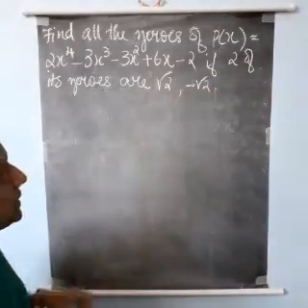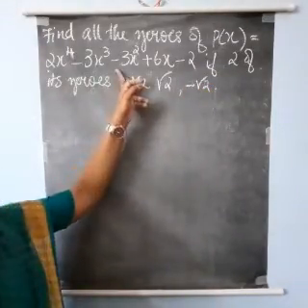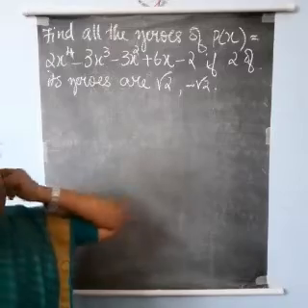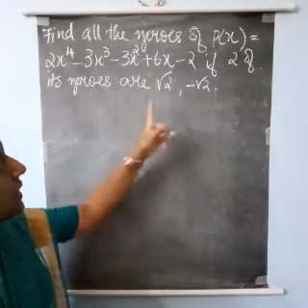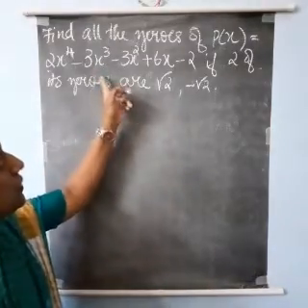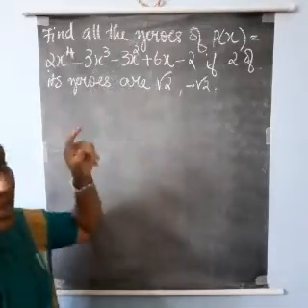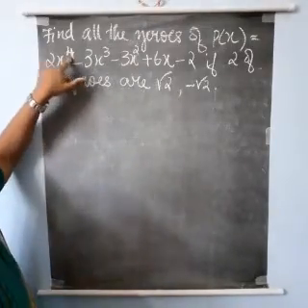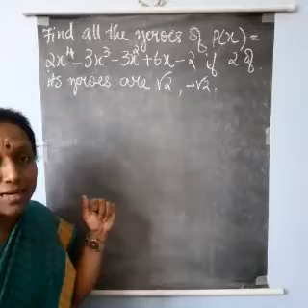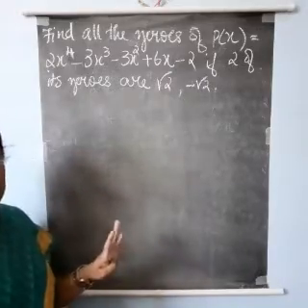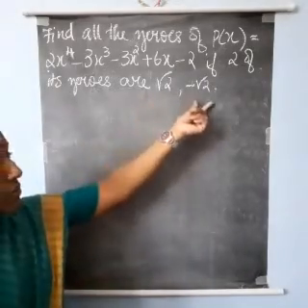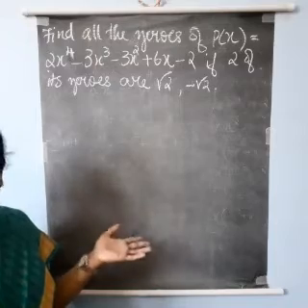Okay. Now here they have given p of x, but they haven't given the divisor. Instead of that, they have given the zeros of this polynomial, 2 of its zeros. Now when it is a polynomial to the power of 4, how many zeros will it have? It will have 4 zeros. So they have given 2 zeros and they are asking you to find the other 2 zeros.